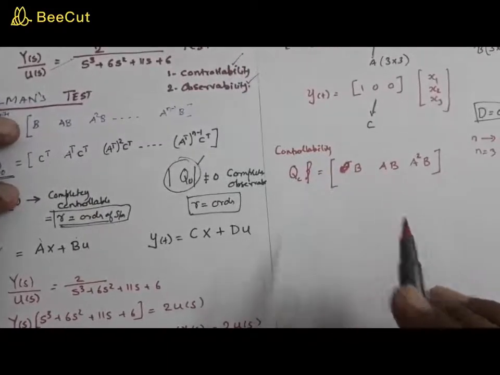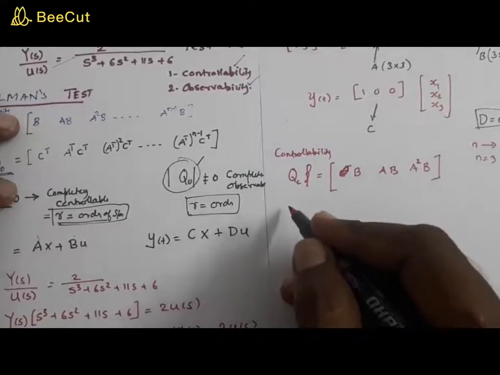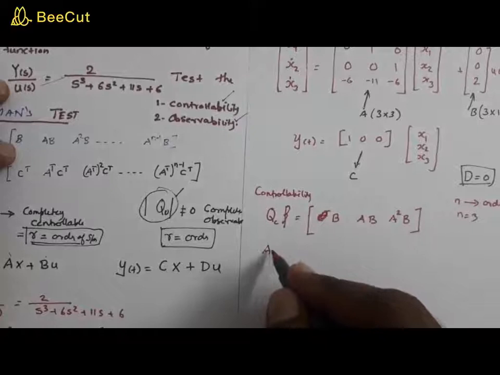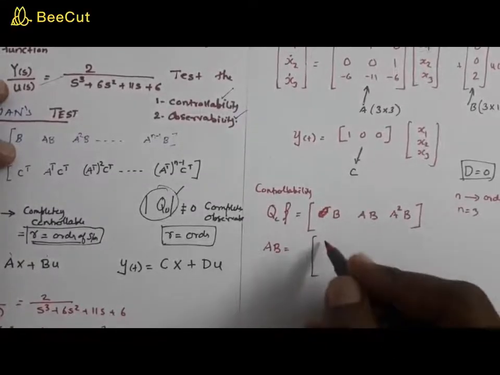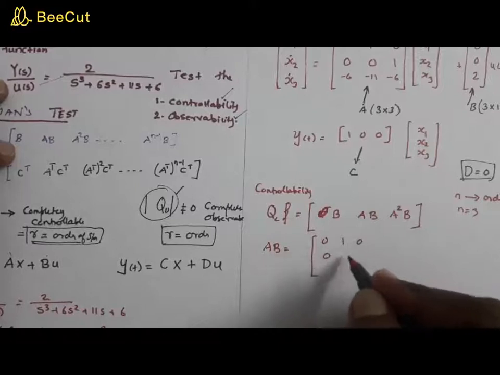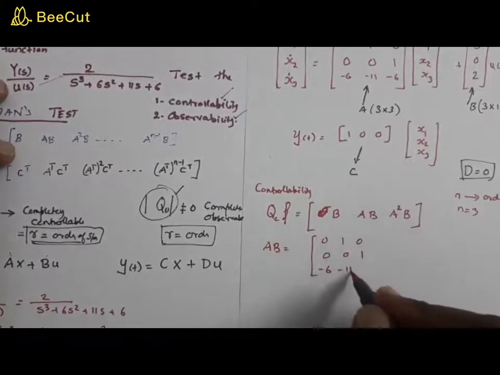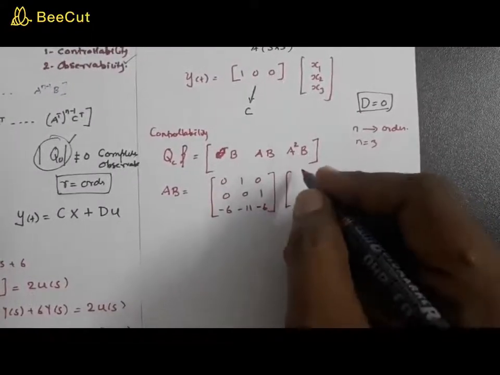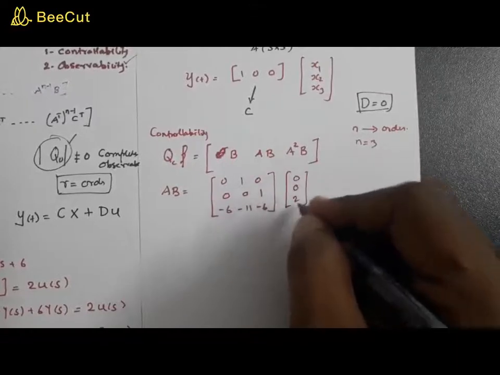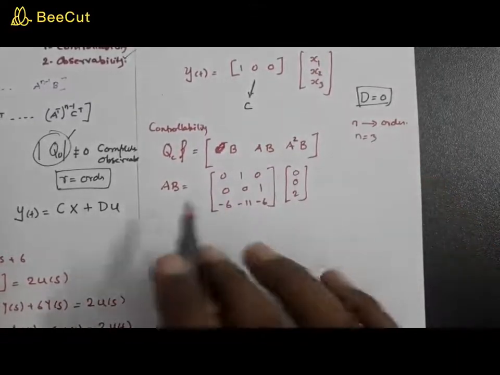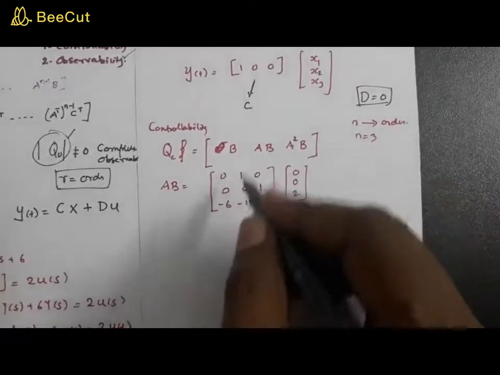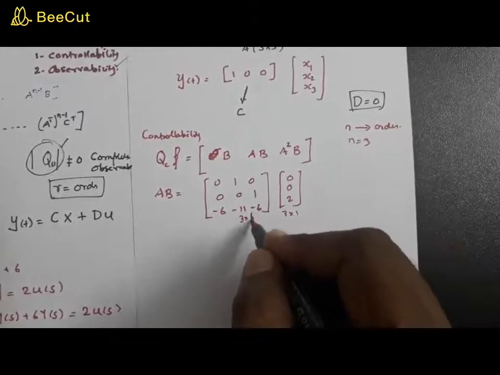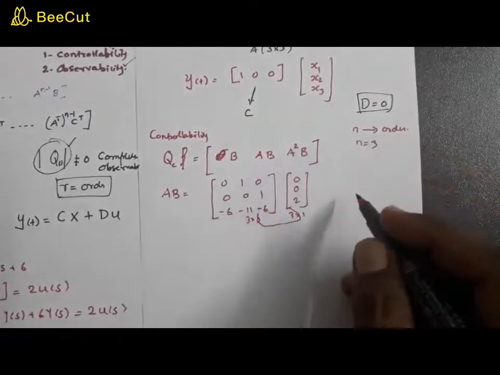Now from this you need to find out AB. Now how will you find out? You have B directly given as 0, 0, 2. And what is AB? AB is actually the product of 0, 1, 0, 0, 0, 1, minus 6, minus 11, minus 6, right? Into what is B? B is given as 0, 0, 2. Now let us check the order of the product of this matrix. This is actually a 3 into 3 matrix, and this one is a 3 into 1 matrix. So this is multipliable, resulting in a 3 into 1 matrix.